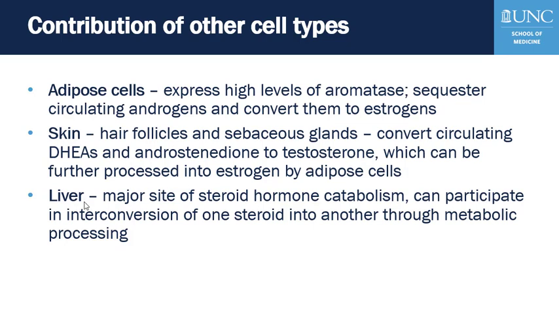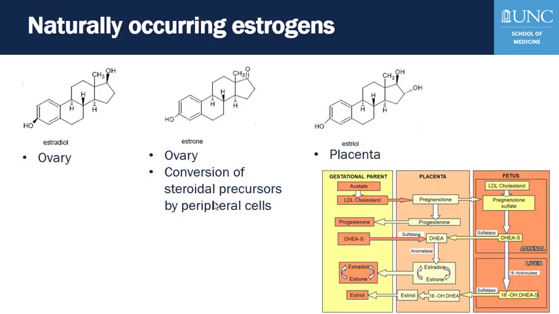And then the liver is a major site of catabolism of steroid hormones, and it can also participate in the conversion of one steroid to another through metabolic processing. So estrogens are the main female sex hormone, and they're responsible for the control of functions in the female reproductive system, and development of secondary sexual characteristics that appear during puberty and sexual maturity.